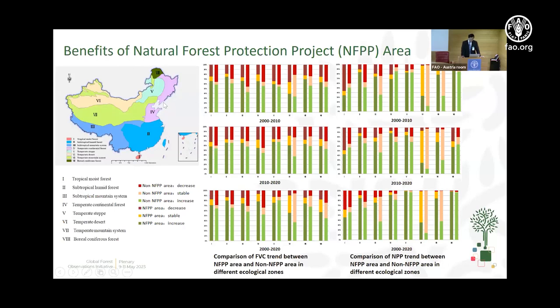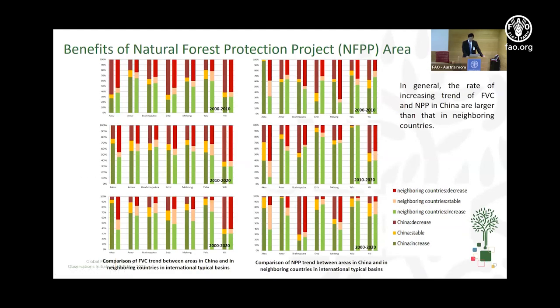Then further, we do the comparisons according to different ecological zones. We try to compare the areas inside of this project and outside. We can see here, the left bar shows the inside of the project, and the right bar is outside. We can see that the green ones show a significant increase. Here we can see that generally, for the inside of the project area, we have much more forest increasing. Yeah, this is similar. We do both the FVC and the NPP comparisons.